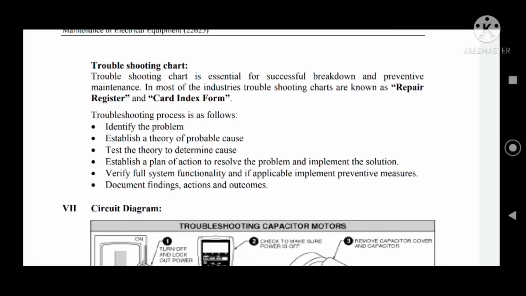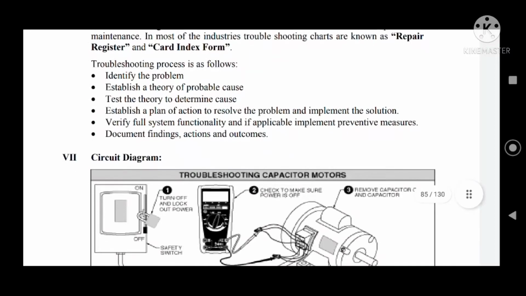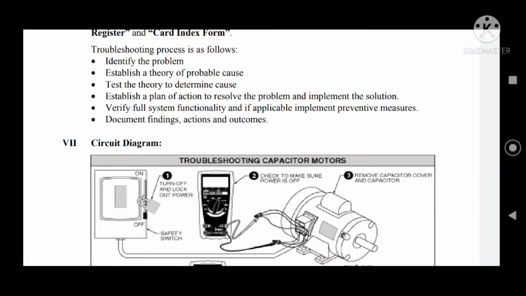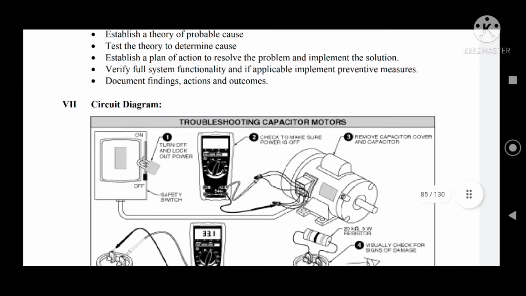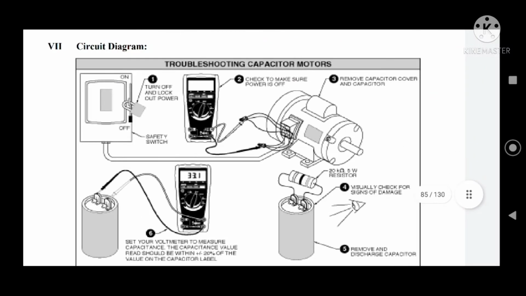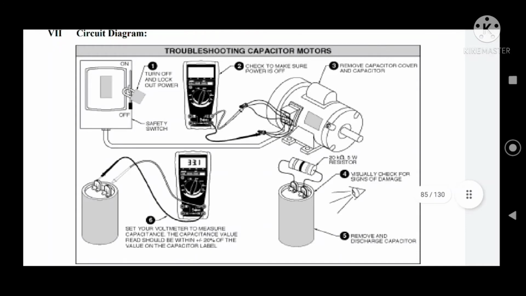Identify the problem, establish a theory of probable cause, test the theory to determine cause, establish a plan of action to resolve the problem and implement the solution, verify full system functionality and if applicable implement preventive measures, document findings, actions and outcomes. So this is the circuit diagram for troubleshooting capacitor motors. In this diagram we can see how capacitor motors are troubleshoot.